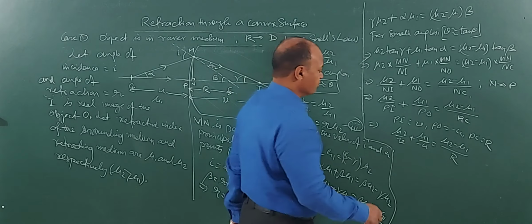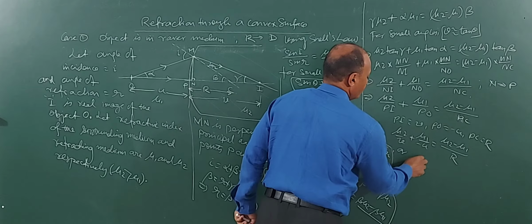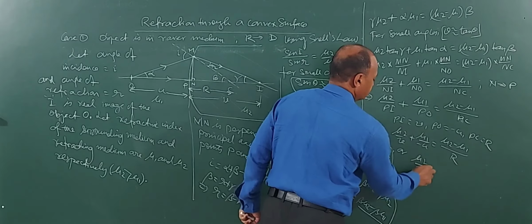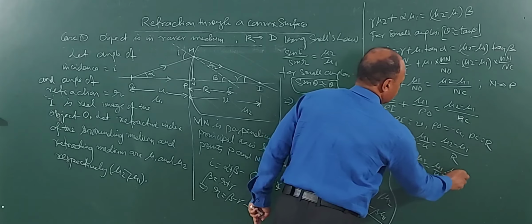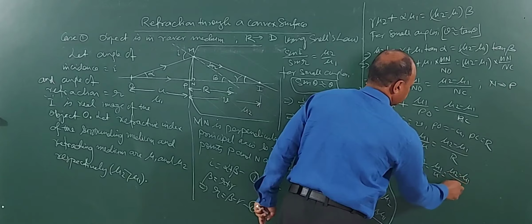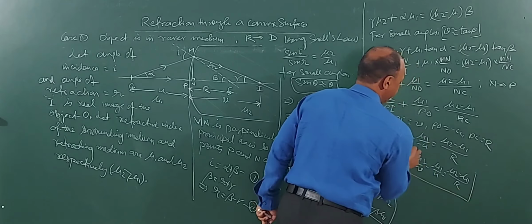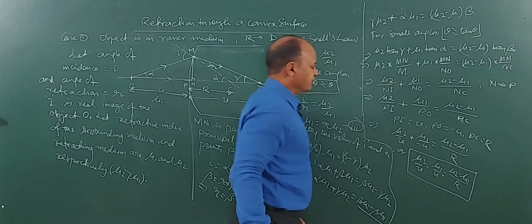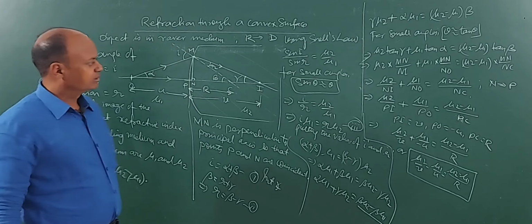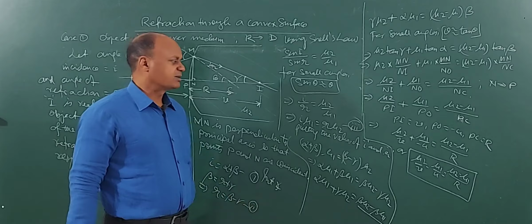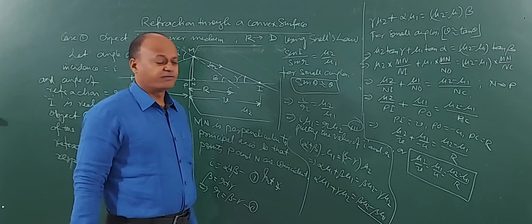Or this equation can also be written as mu2 by V minus mu1 by U is equal to mu2 minus mu1 by R. So, this is the equation that we have for refraction through a curved surface. Now, this can be modified also actually. If you want, we can modify.